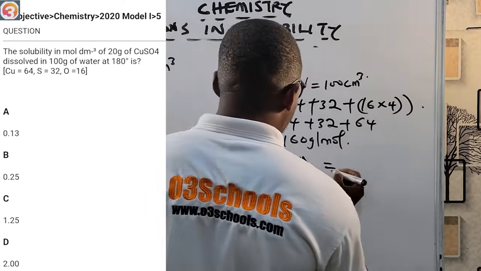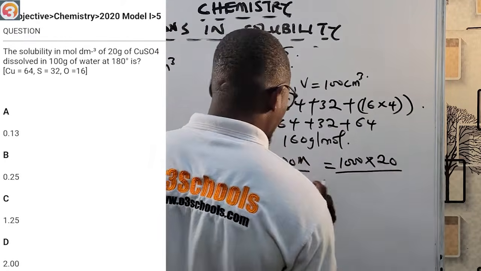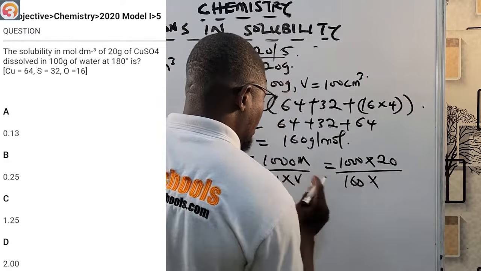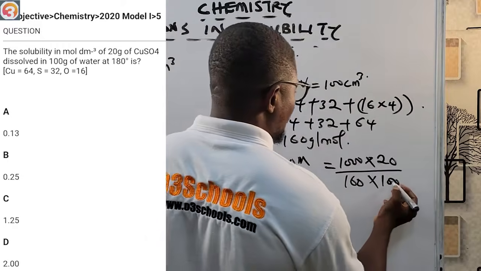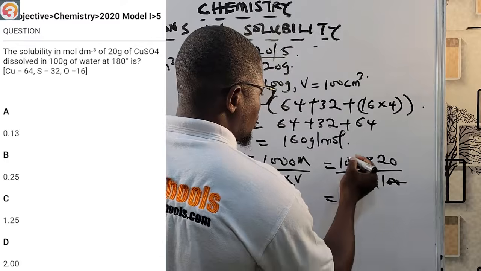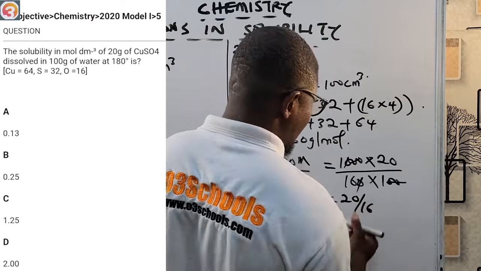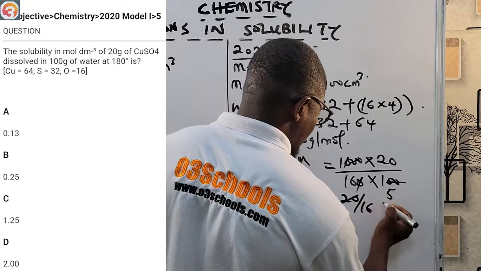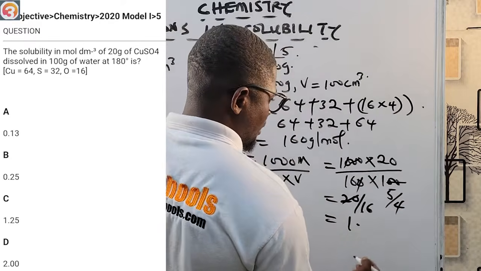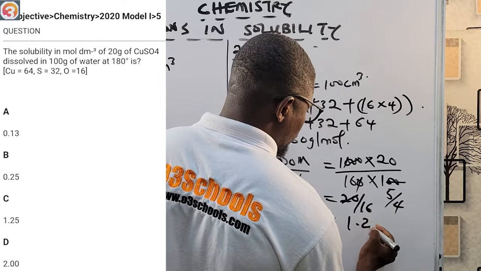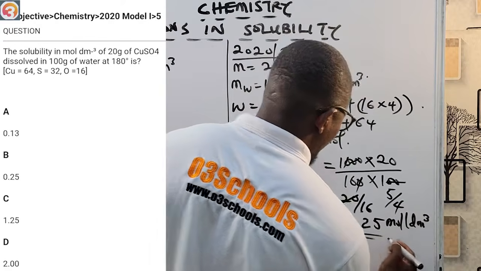All right. So if you multiply, we're going to have 1000 times mass, which is 20, all over molar mass, calculated to be 160, times volume, 100 centimeter cube. So now let's do simple cancellation. 20 will go 20. This 0 will go this last 0. So up here we're going to have 20 over 16. 20 over 16, 4 can go here 5 times, 4 can go here 4 times. So if you press your calculator, you should be having 1.25 mole per dm cube. That is the solubility.